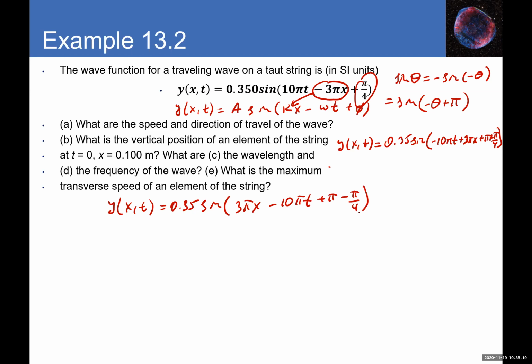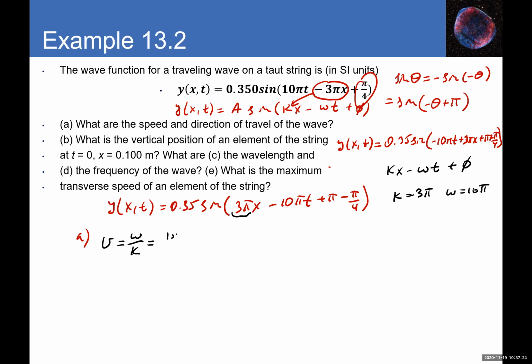All right, so from here we can look at it in terms of what we have. For part A, we have: what are the speed and direction of travel of the wave? We can do this using one of the versions of the velocity. Comparing this to kx − ωt + φ, my k here is 3π and my ω here is 10π. Since I'm given those values directly, I can just use the version of the speed where it's ω over the wave number. I can use those to calculate wavelength and frequency or the period, but it's just easier to do it from here.